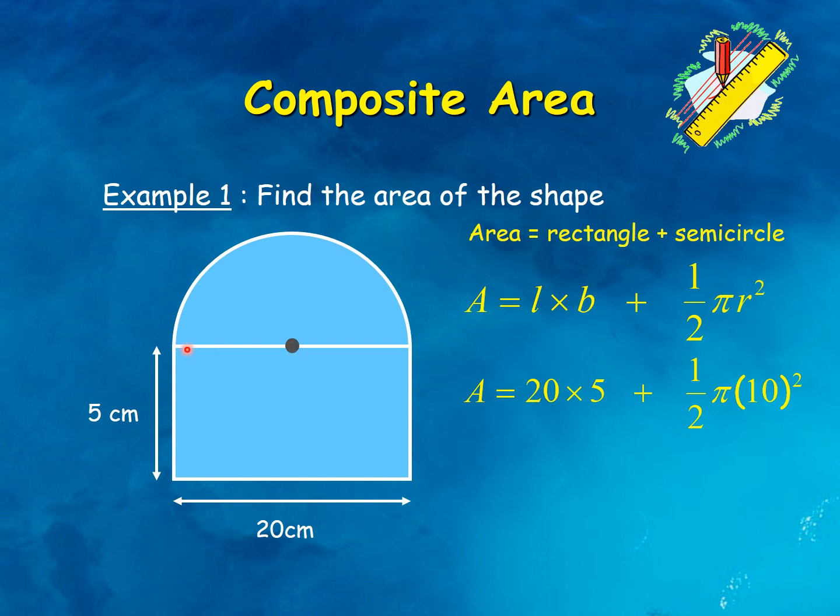See why. This side acts as the diameter of this circle, or the semicircle. So we'll take half of this one, that will be the radius. So that will be 10. So we'll get the total area equal to 257 centimeters squared.